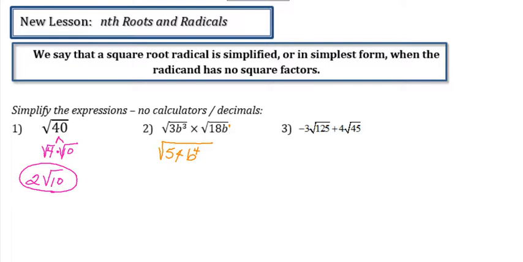Now, I need to look and see if there are any perfect squares in here that I could pull out, because I cannot leave behind any perfect squares. I can leave behind things that aren't perfect squares, but no perfect squares can be left behind. So I look inside this 54. Are there any perfect squares that are factors of 54? Well, if I break down 54 into 9 and 6, that I can find. So 3 squared, or 9, times 6 is how I can think of 54. How about b to the 4th? It works very similarly. I can think of b to the 4th as b squared times b squared.